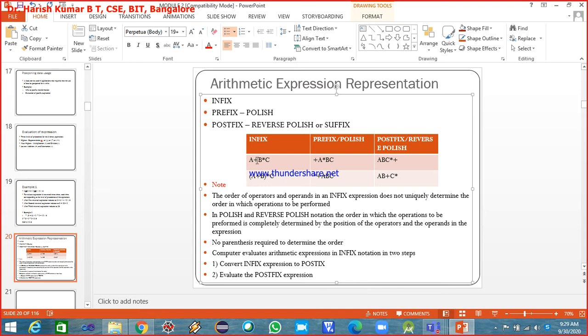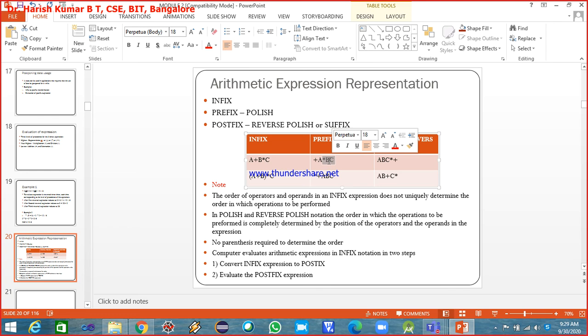See how to evaluate. First I have to do B into C. Now I need to convert this B into C into prefix form. How do I convert? For this star, B and C are the operands, and this star should be before these operands. So I am writing star BC. Now this star BC is one operand for plus, and A is another operand for the plus operator. So this plus operator should be before star BC and A. So it is plus A star BC. Hope you people understood.